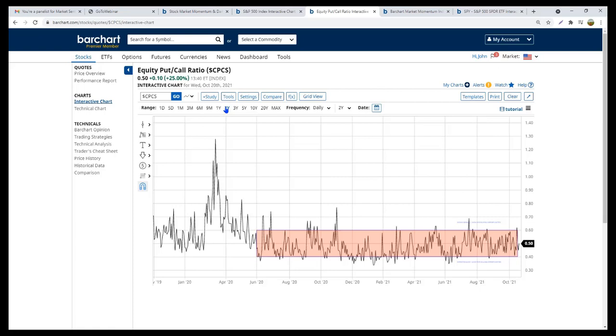So over the last year and a half, 2 years, we can see there's been a dynamic shift in this put-call ratio. Now, I think this is because there's a lot more retail traders in the market, and retail traders tend to trade more calls than puts. But you can see this picture, this 40-60 kind of range.